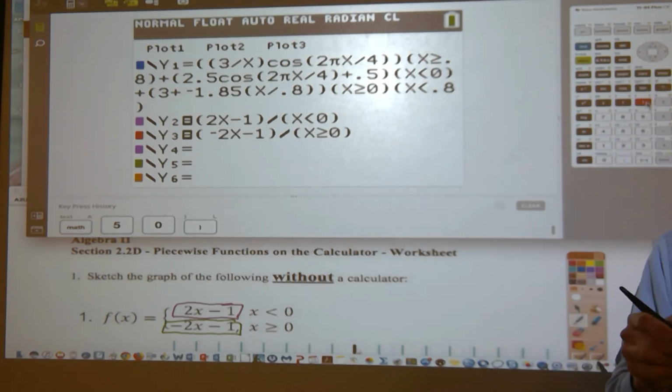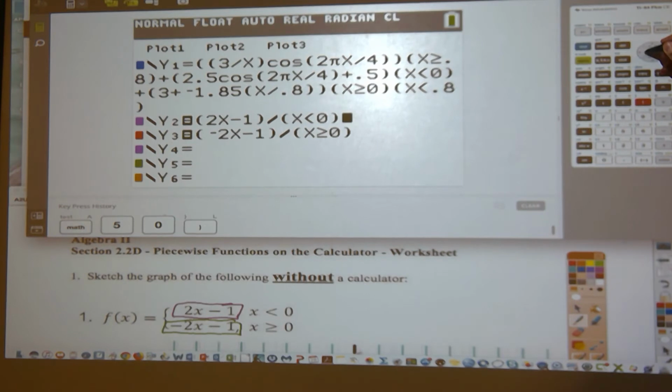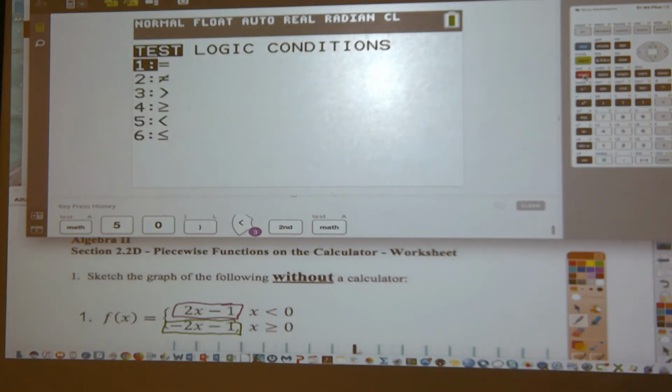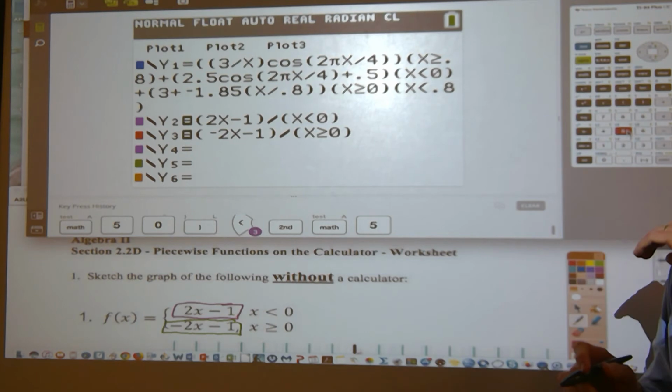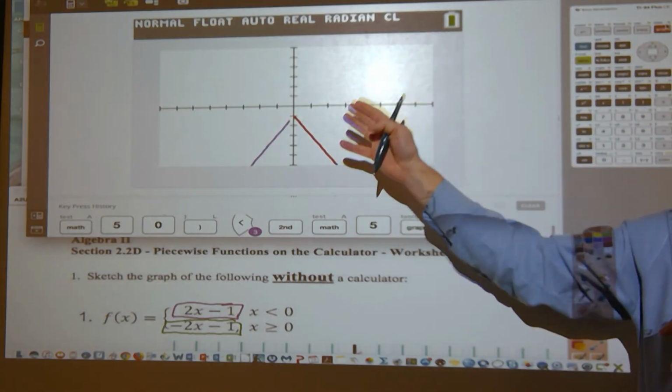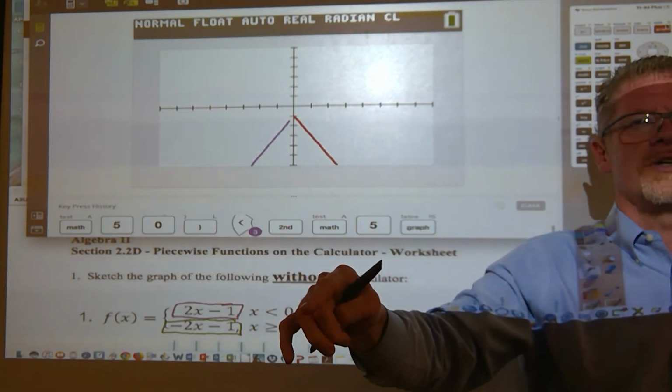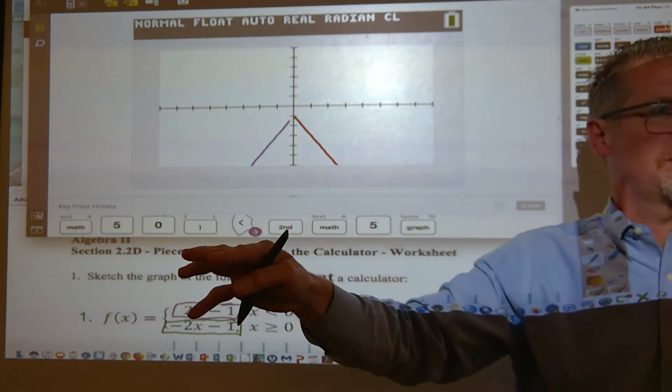Once it's time to type in the less than symbol, notice how test is in baby blue? So press the baby blue second button first. Press second, followed by the math button. That brings you to the test menu. Item 5 gives you the less than sign. Just out of curiosity, raise your hand if you were able to get this graph to appear on your screen.